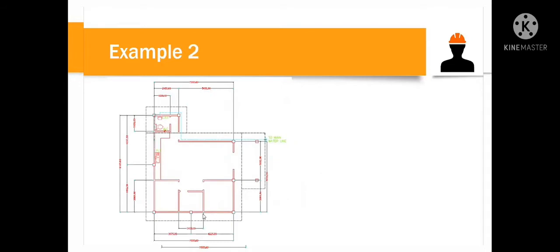Okay, let's try to solve this problem. So let's go back to our plumbing layout. We have computed this one already. We have the total water supply fixture unit, which is equal to 6 water fixture units, correct? Or WSFU. So, this is the total for this building. And then, we refer to, again, table 6-6, not 6-5, since we computed the water supply fixture unit.